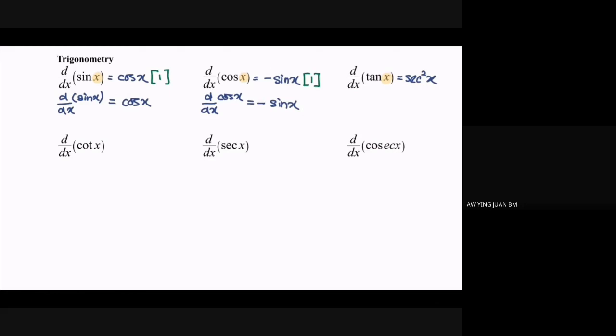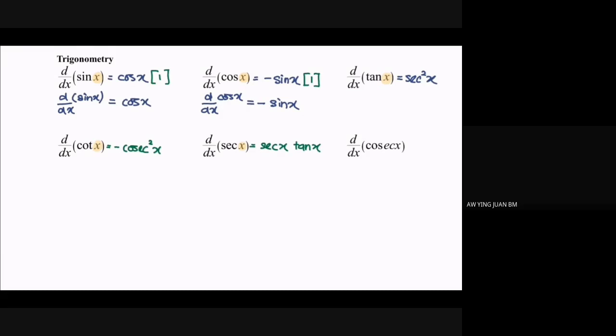Number 4, differentiate cotangent x, and we will have negative cosecant squared x. Do remember, differentiate the internal x, and we will have 1. So finally, differentiate cotangent x with respect to x, we will have negative cosecant squared x. Next, number 5, differentiate secant x with respect to x. So we will have secant x tangent x. Then, differentiate the internal x, and we will obtain 1. So, differentiate secant x with respect to x, we will obtain secant x tangent x.